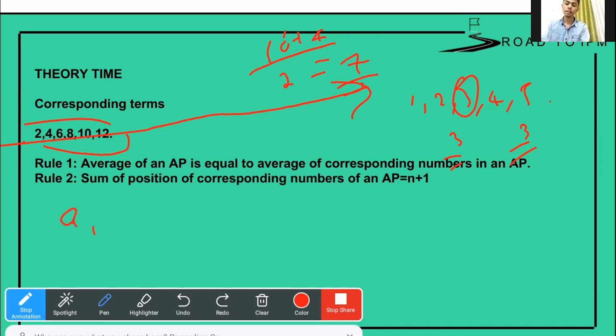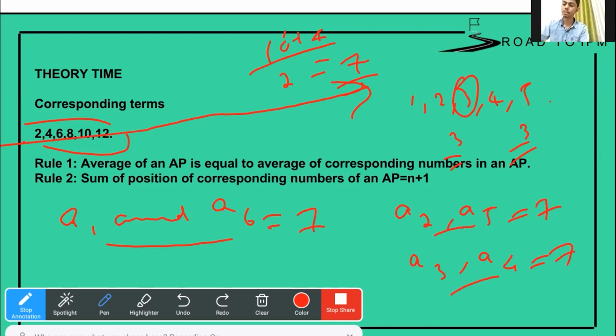Now, another interesting property of these corresponding terms is that, let's take this AP itself. So A1 and A6 are corresponding terms. A2 and A5 are corresponding terms. A3 and A4 are corresponding terms, right? Now, if you take the sum of these two, 1 plus 6 is equal to 7. Okay, it has nothing to do with the mean. 2 plus 5 is equal to 7. 3 plus 4 is equal to 7. Does not have anything to do with the mean, but it has something else to do with n plus 1.